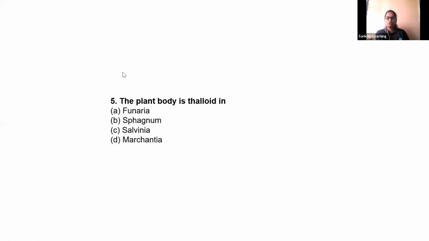Okay. The next question goes like this. Be active in your chat box, all of you. The plant body is thalloid in which of the following? Funaria, Sphagnum, Salvinia, Marchantia. Thalloid means there are no roots, leaves or shoot. So the plant body is thalloid in which structure? Funaria, Sphagnum, Salvinia, Marchantia.